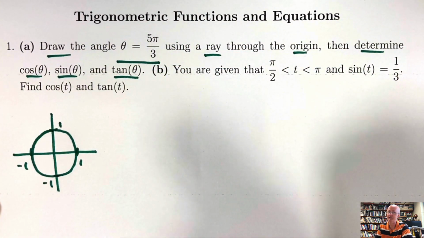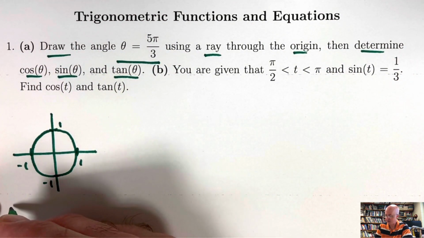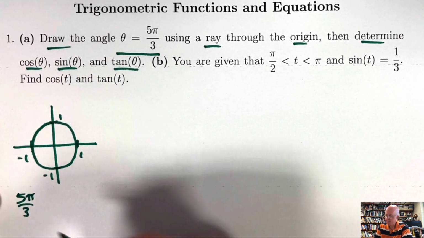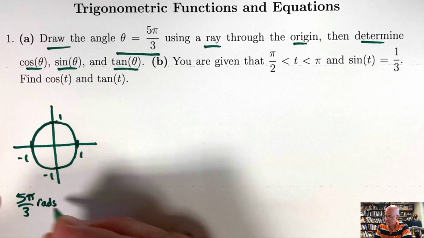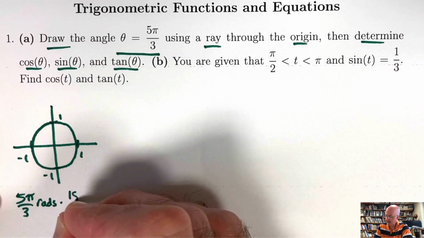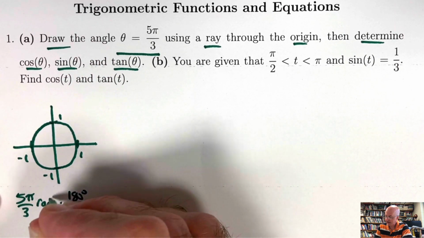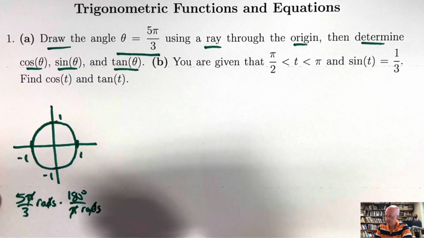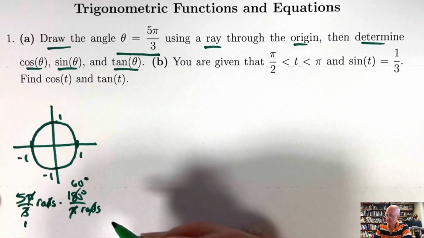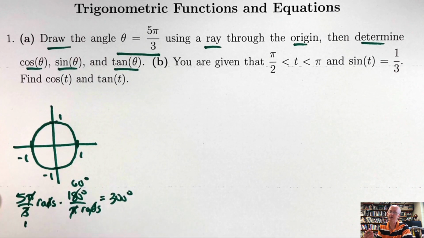Some people have difficulty knowing how to draw that kind of angle right away, and they want to go ahead and convert to degrees. That's fine. If that's you, go ahead and convert to degrees. 5 pi over 3 radians, which I'll abbreviate rads, can be converted to degrees if I multiply by the conversion factor of 180 degrees over pi radians. Then the radian units will cancel, the pi units will cancel. The 3 will cancel with the 180, that'll leave us 60 degrees, and then 5 times 60 degrees is 300 degrees.